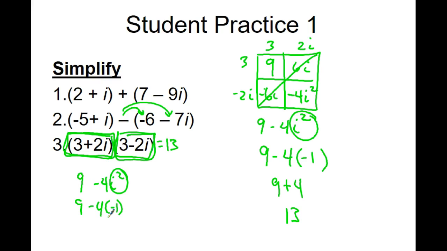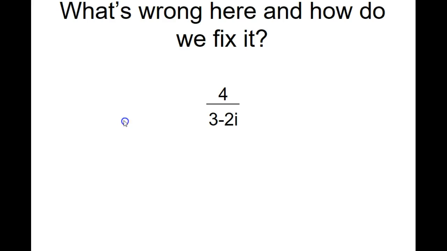So if you ever have a complex number and you want to get rid of the i, the way you do it is you multiply it by itself, but with an opposite sign, okay? And that'll take care of it. It'll cancel out the i. All right, so that being said, let's move on to the next thing here.